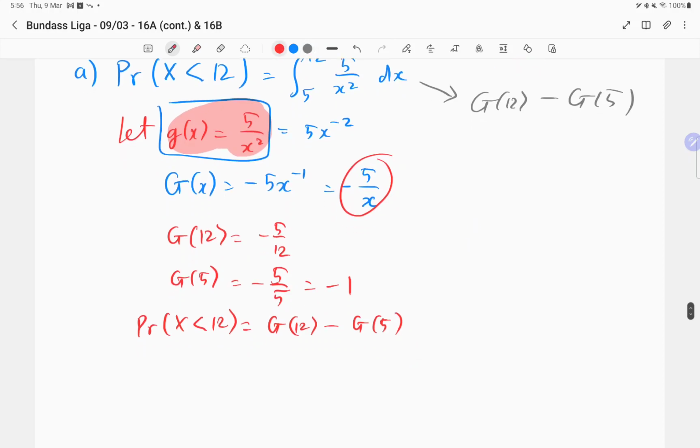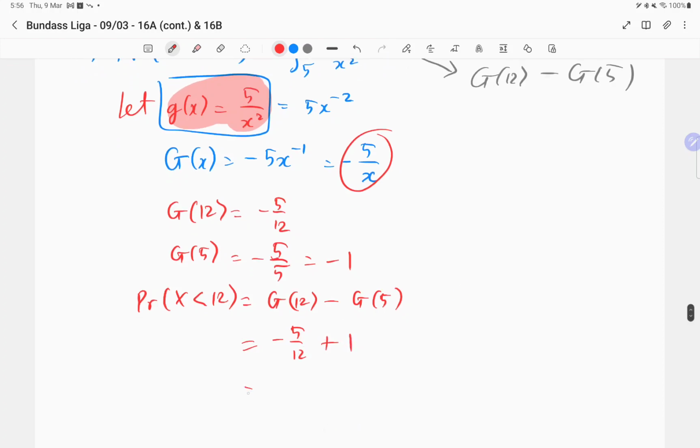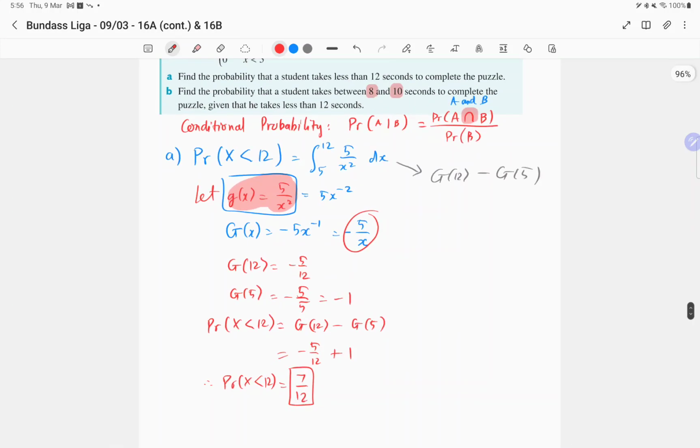So practice writing that after this. But yeah, that would be -5 on 12, and then minus -1, which is +1. Right? So this one would then be 7 over 12. Okay? So this is the probability that x is less than 12. Now, that's the first part.